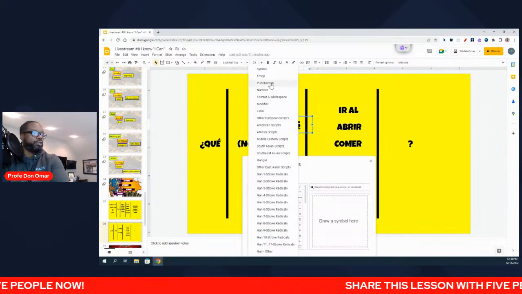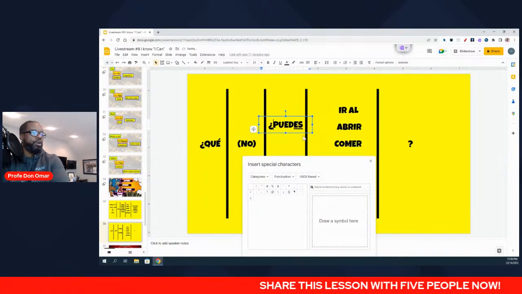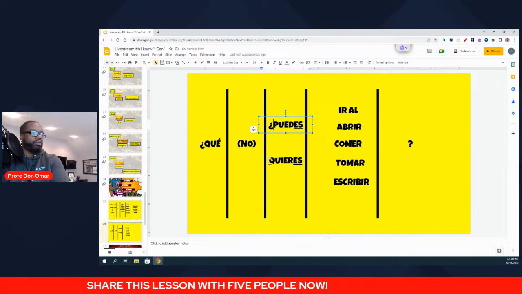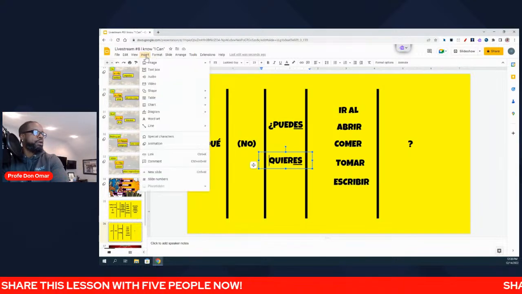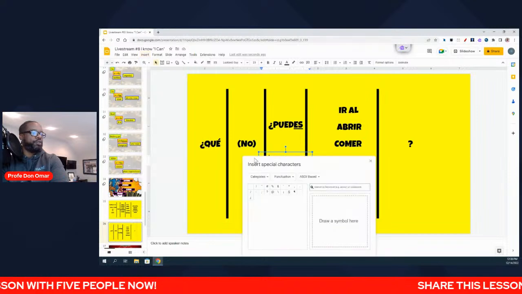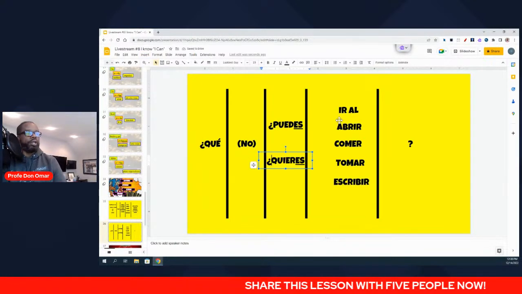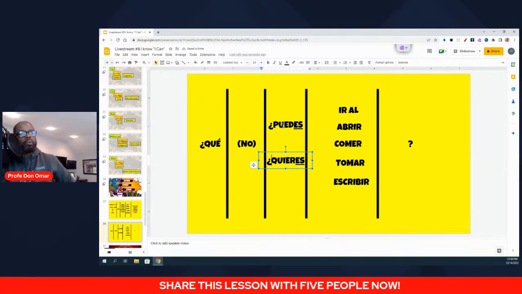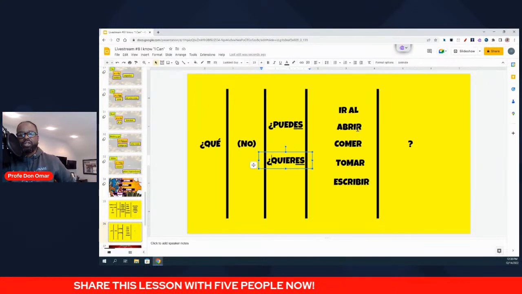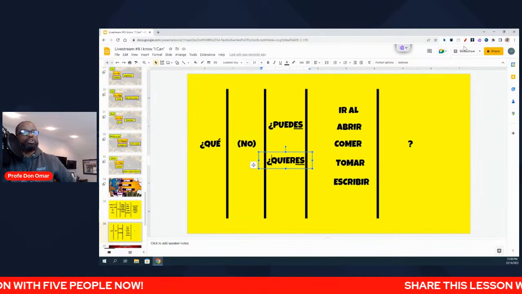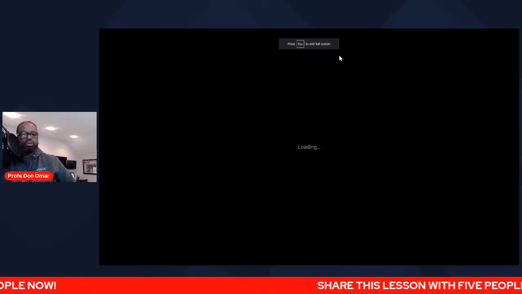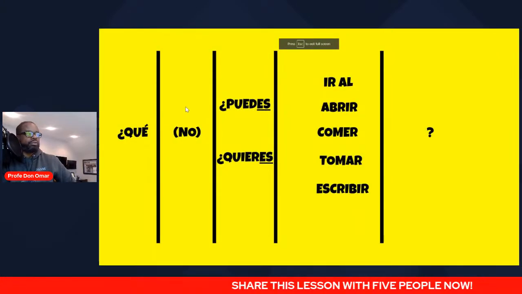Let me go through this really quickly. Sorry about that. We can also use it here as well as right here to start off the question. We don't have to use the word K, okay? So we could start off with puedes and just give a rise in intonation here, all right? Puedes, or you can use que puedes or que quieres, all right?